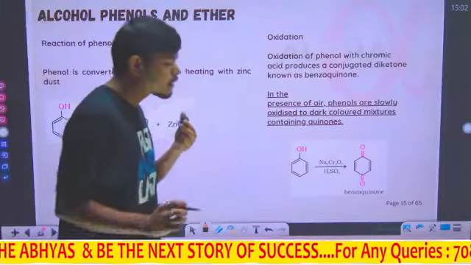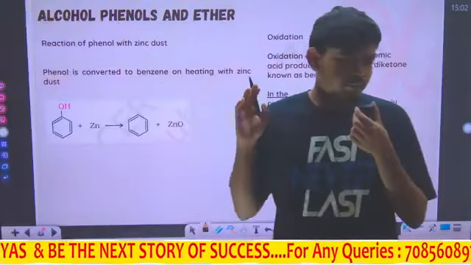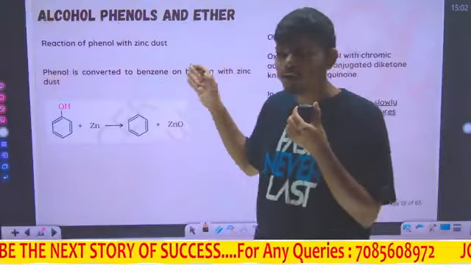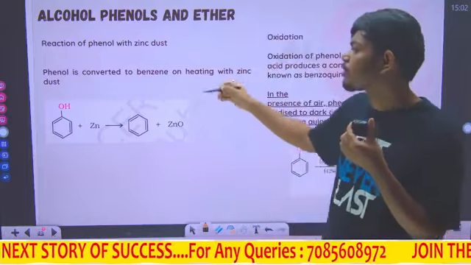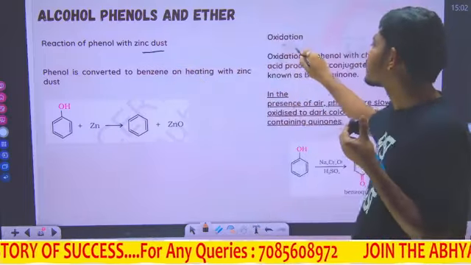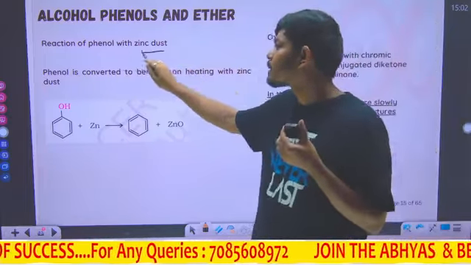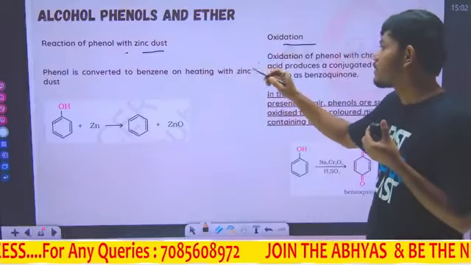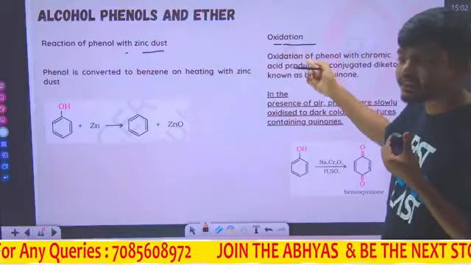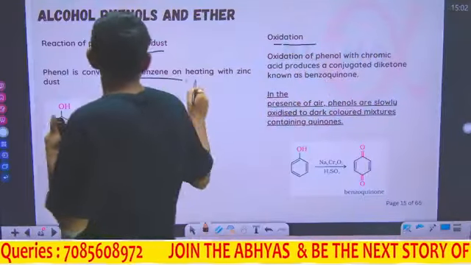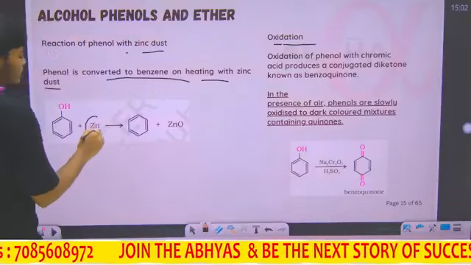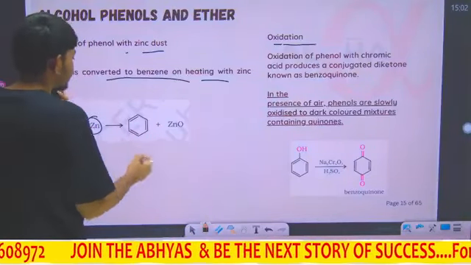This is not a name reaction. While making this whole PDF presentation, I thought I must include these two things: your normal phenol reaction with zinc dust, and your oxidation reaction. So phenol is converted to benzene on heating with zinc dust. With zinc, what does it do? It just takes the oxygen.